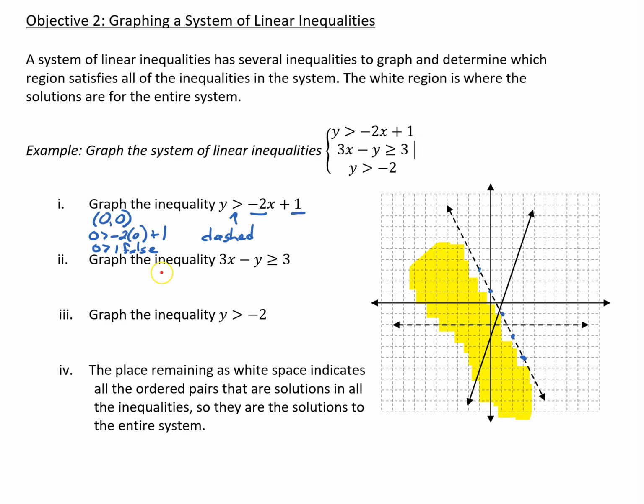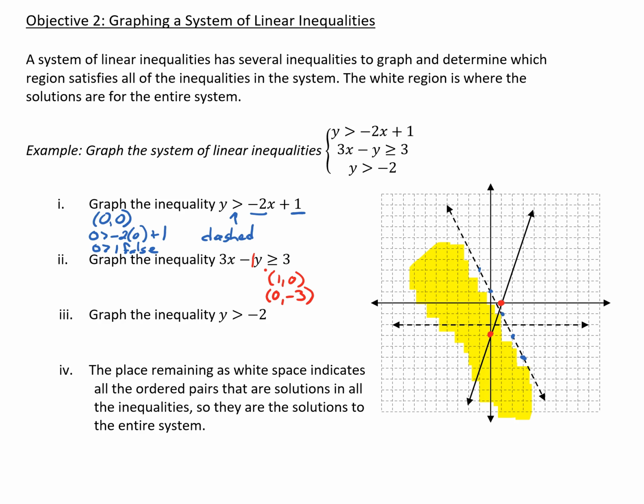Let's take a look at the second inequality. 3x minus y is greater than or equal to 3. I can see that my x-intercept is going to occur at 1, 0 because 3 divided by 3 is 1. The y-intercept is going to be 0, negative 3, for the reason that 3 divided by negative 1 is negative 3. This particular line is solid as we have an equal to as part of our inequality.